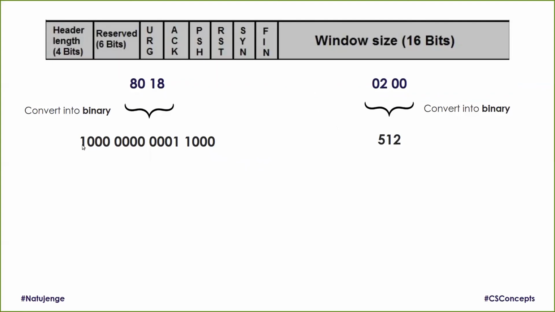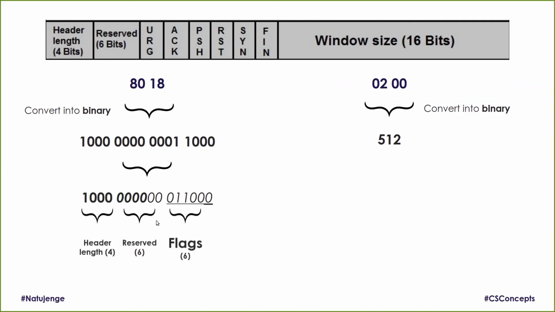But here we have converted into bits because we want to split this again. So we group 4 bits, which is the length, and the next 6 bits are the reserved bits, and the other 6 bits are basically the flags. So essentially, these are the flags, and we're interested in the flags. We know that the second flag, which is acknowledgement, and the third flag, which is push, are set to 1. So we can see that ACK and push are set to 1.